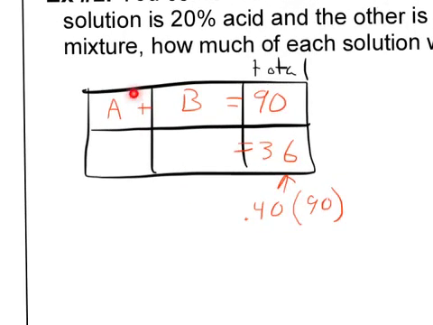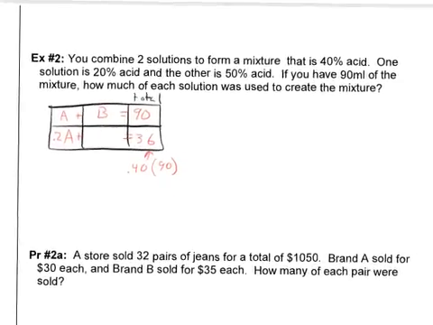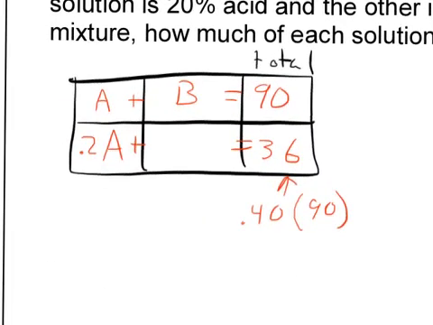Okay, so I had so much of solution A, right? However much that is, 20% of it is acid. So let's do a 0.2 for 20% of A. And then I have so much of solution B. However much I have, 50% of that is acid. So let's do 0.5 B. And together, that should make a total of 36 milliliters that are acid.